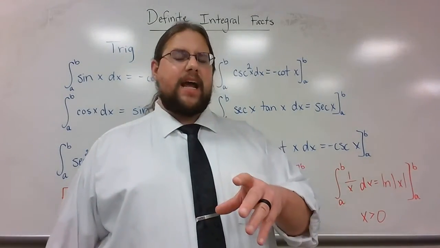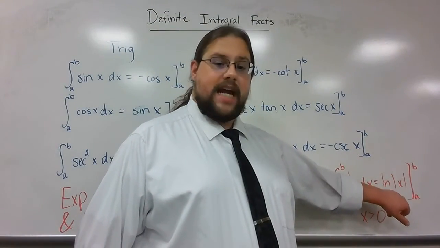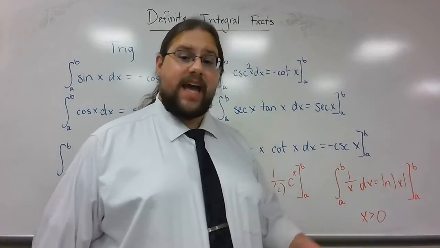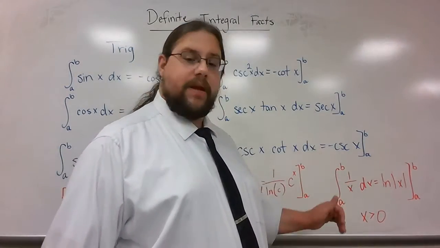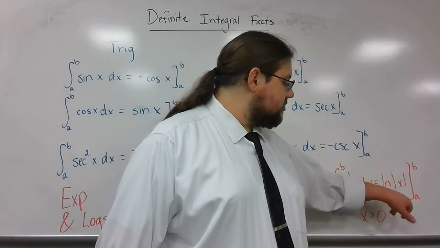So hopefully that helps you remember your derivative rules, because think about it, it's just the opposite. If you were to take the natural logarithm of x and you were to take the derivative of it, you would get 1 over x. That's how it works. So let me repeat one more time. It's got to be 1 over x dx is the natural logarithm of x.